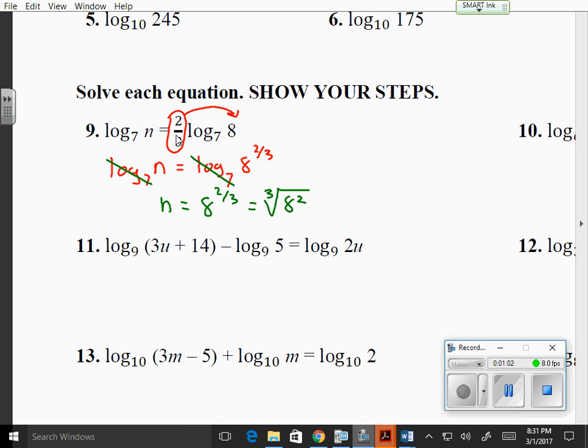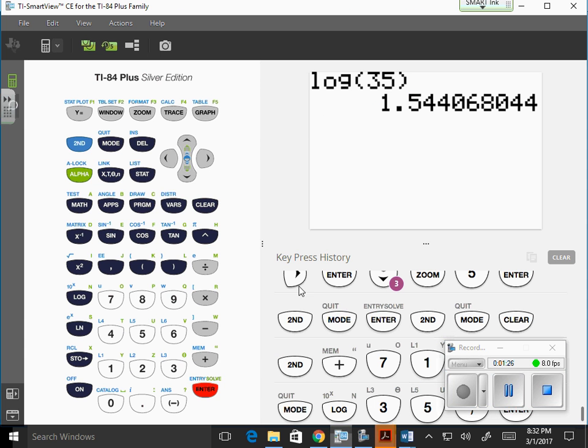For number 9, we're going to solve for n. We can take the 2/3 coefficient and move it to the exponent on the 8. So then we'd have log base 7 of n equal to log base 7 of 8 to the 2/3 power. And since we have the same bases, we can cancel those out. n would be 8 to the 2/3 power, or cube root of 8 squared. You can put that in the calculator either way.